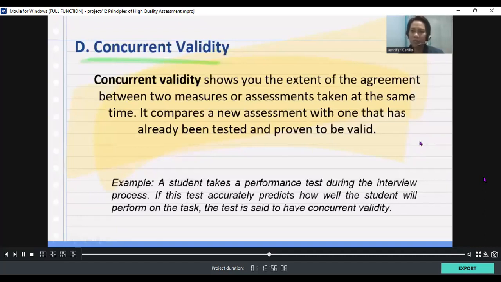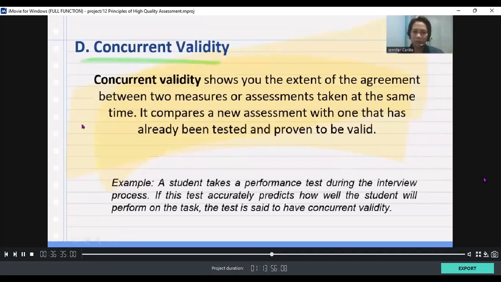Same thing, kung maayo ka sa performance sa paper pencil test, dapat nindot pud imong performance sa mga demonstration. Okay? So, another thing, kung maayo imong performance sa lecture, dapat maayo sad imuhang performance sa laboratory. So, that's what we meant by concurrent validity.